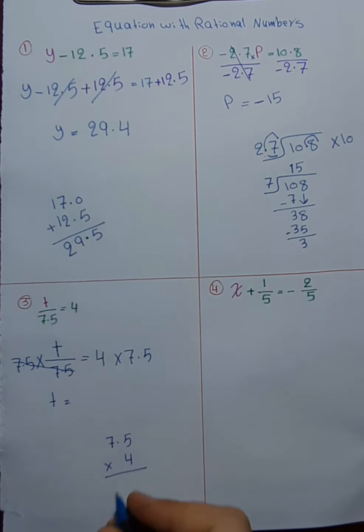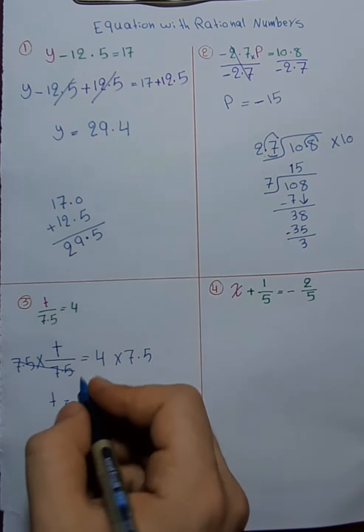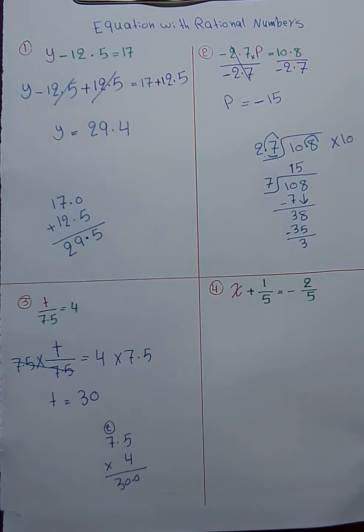4 times 5 equal to 20. You have to regroup. 4 times 7 equal to 28 plus 2 equal to 30. We have one number after the decimal point, so we have to skip one number and write the decimal point. So we have 30. The value of t should be 30.